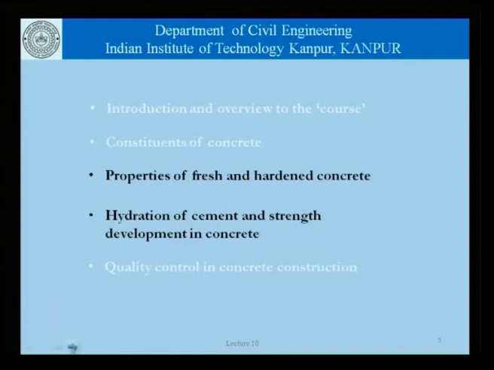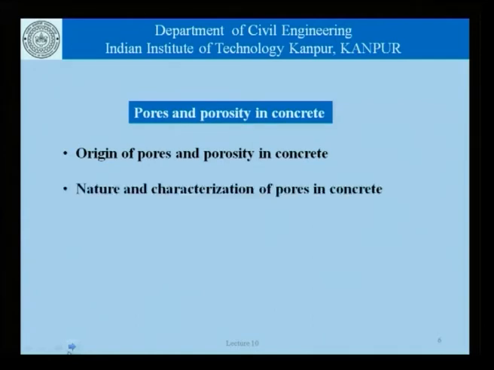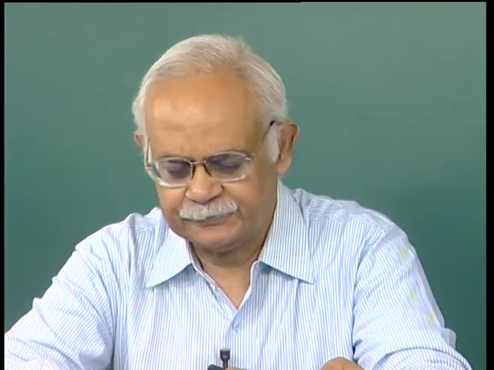So, the discussion today would be on the pores and porosity in concrete. What we will talk about is the origin of pores and porosity in the material, and we will talk about the nature and characterization of these pores, and finally, the measurement of porosity in concrete. So, this is an outline of what we would be talking about in this discussion.